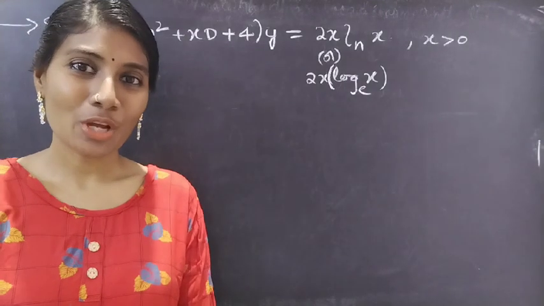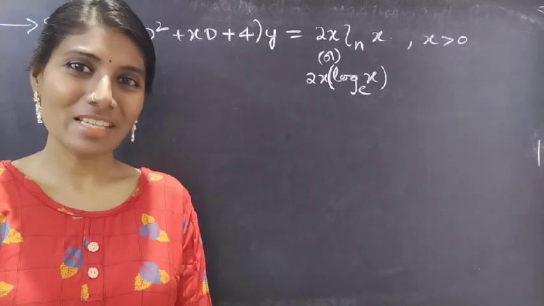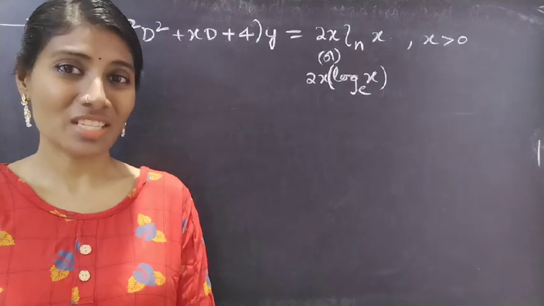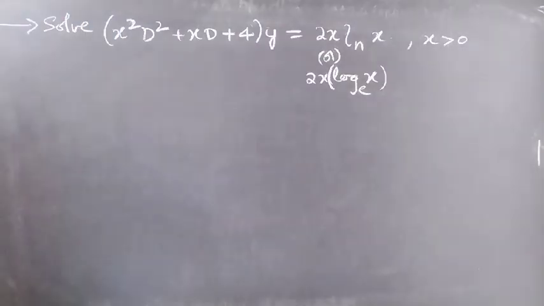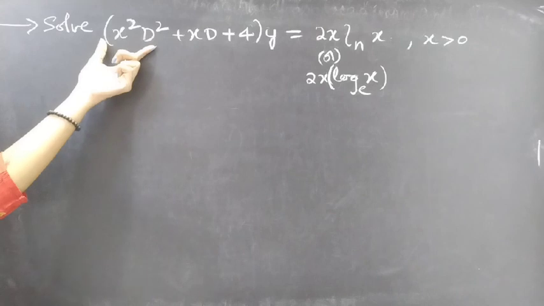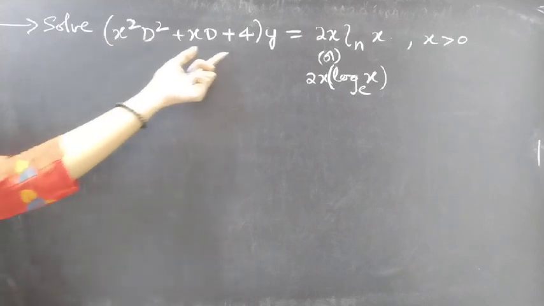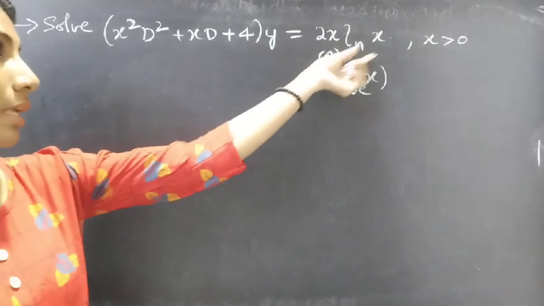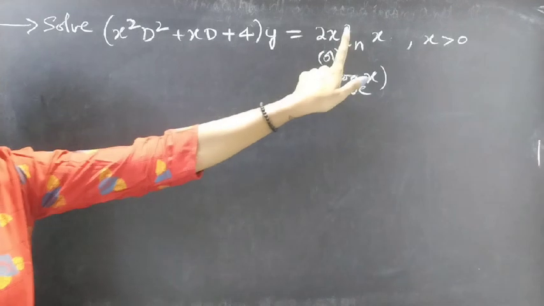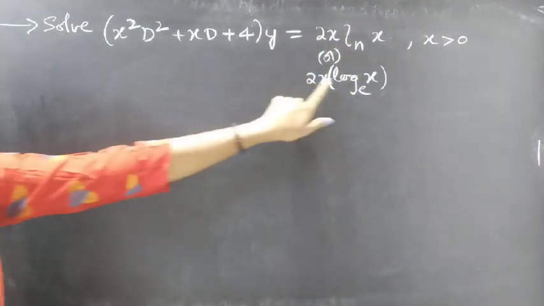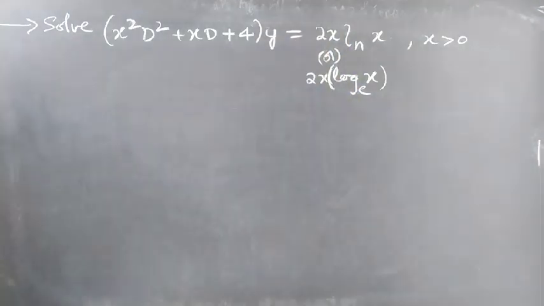In this video, we are going to solve a differential equation from higher order linear differential equations with variable coefficients. So let's get going. Problem: solve (x² D² + xD + 4) y = 2x ln x. Ln in the sense natural logarithm, right? Or 2x log x to the base e, for x greater than 0, for all positive x.